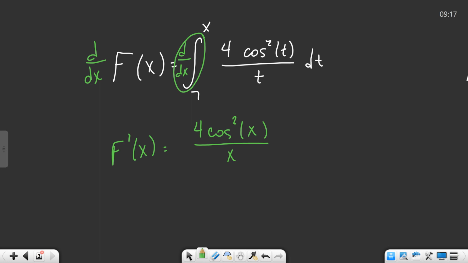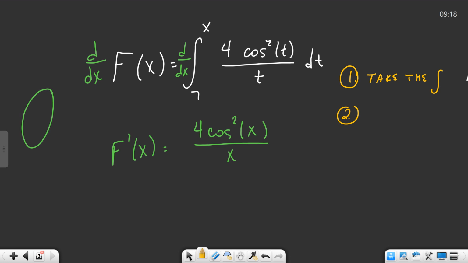Now the tricky part, the thing that a lot of people have a hard time with is, well, how on earth did that happen? So let me just walk you through what we would do. If we were going to do this problem from the start, taking the antiderivative, then that's what we would do, right? You recall, we go in and we take the antiderivative. Okay, and I'm just going to abbreviate with the integral sign here. And the second thing I would do is plug in x and 7, and I subtract those values.